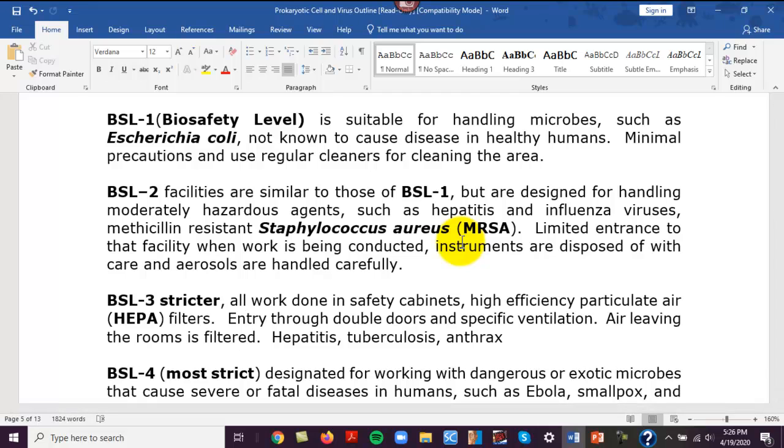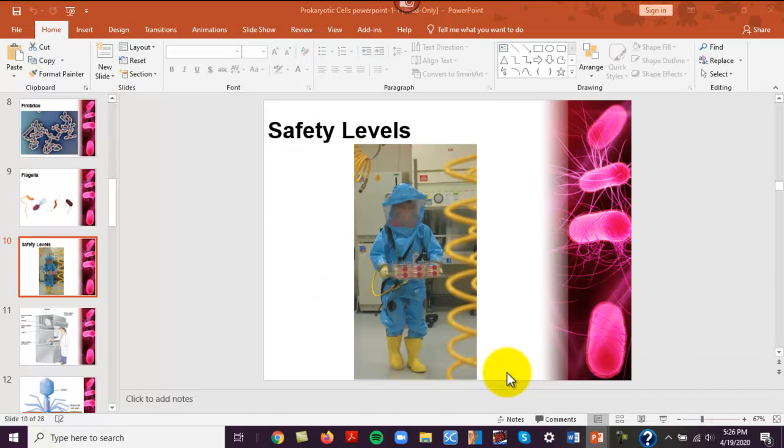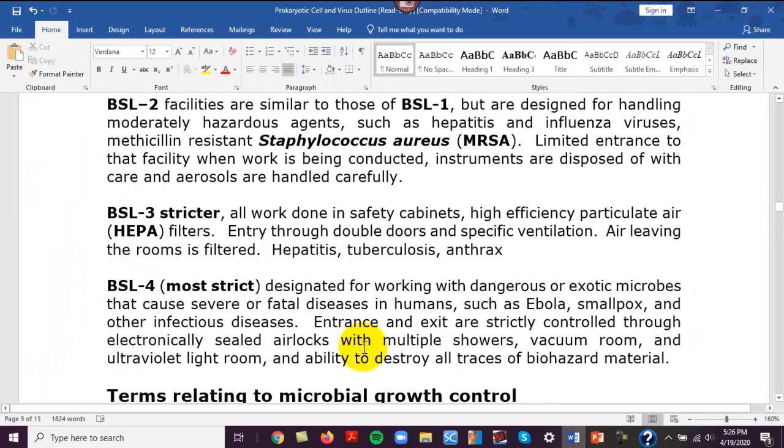Of course, you couldn't expose students to that. You can't expose them to something they could potentially get. But those are a little higher security. Now, the BSL-3 and 4, those are the strict ones that you see. In fact, that person there is working in either a BSL-3 or 4 lab.